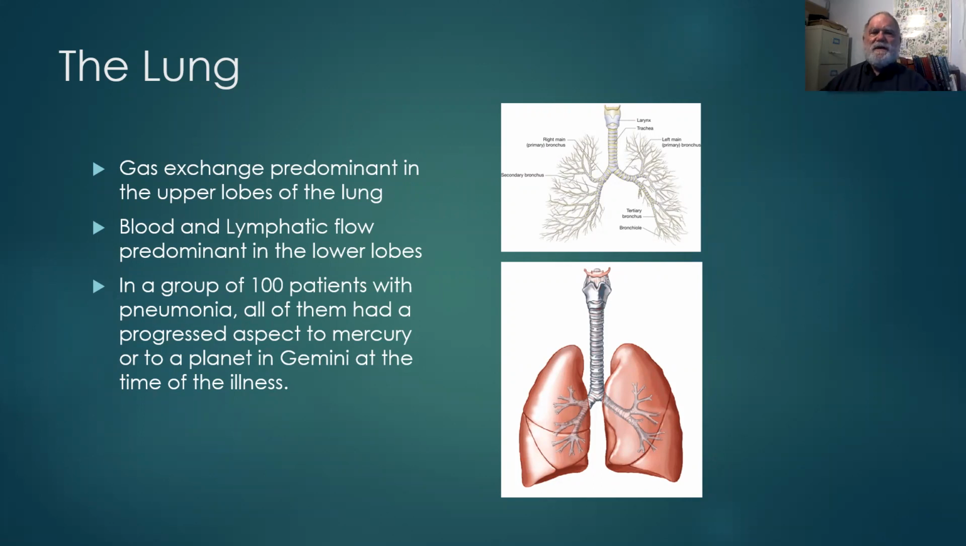Yes, blood and lymphatic predominant in the lower lobes. In a group of 100 patients, this is from Zane's and the Church of Light research, 100 patients with pneumonia, infection of the lung, right? All of them had a progressed aspect to Mercury or to a planet in Gemini at the time of the illness. So this is a marker for rulership there.